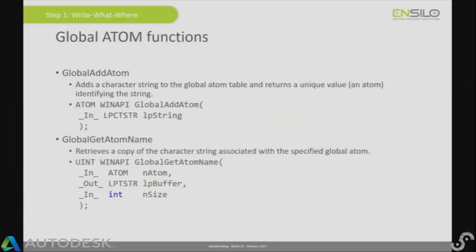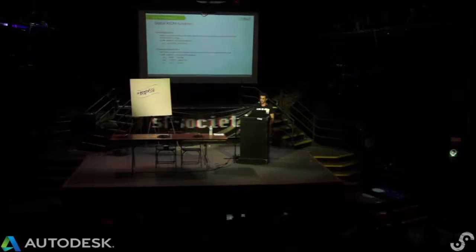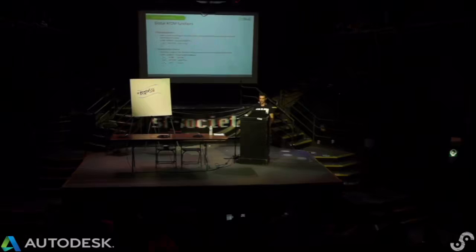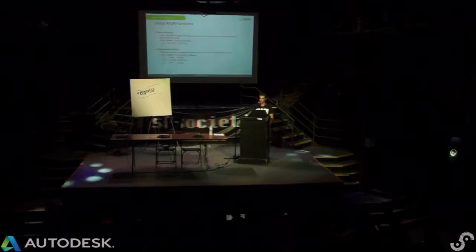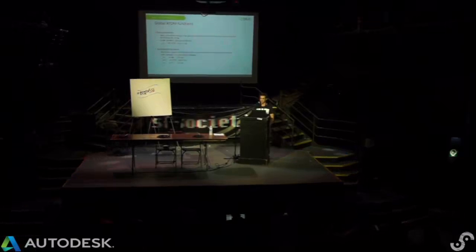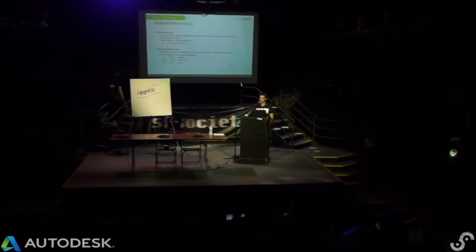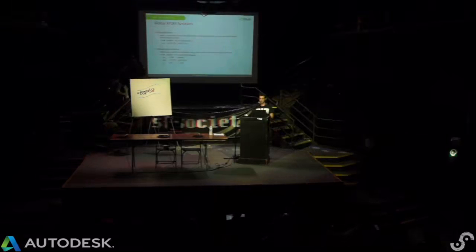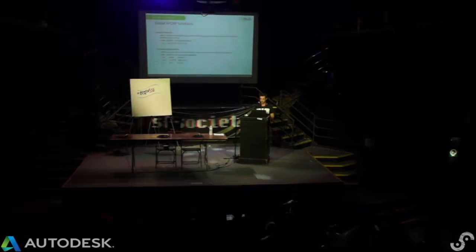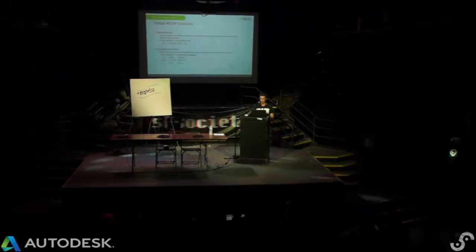The functions that we can use to manipulate the global atom table are GlobalAddAtom and GlobalGetAtomName. The first one receives a pointer to a string and returns an atom, the 16-bit little token that we can use to identify the string. The second function retrieves the string: it receives an atom, a pointer to a buffer, and a size. The size is there just so we don't have any buffer overruns.